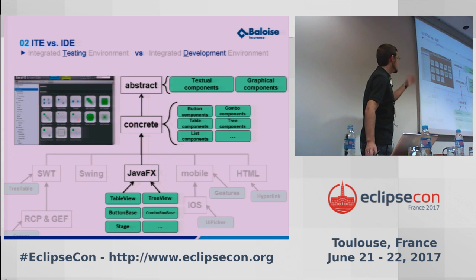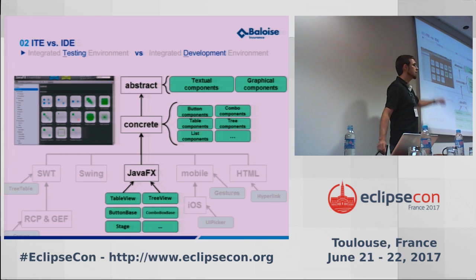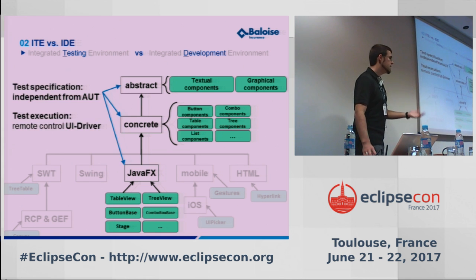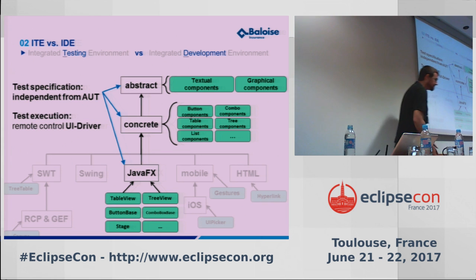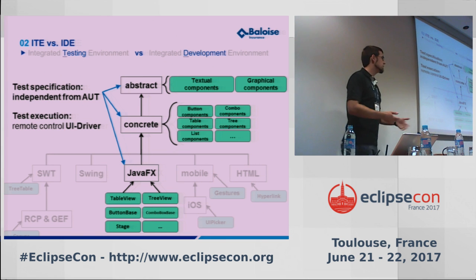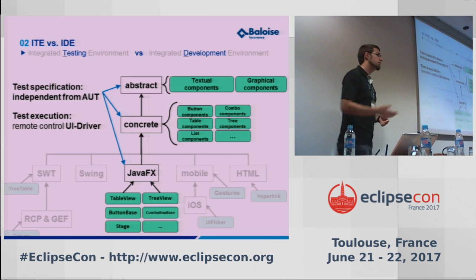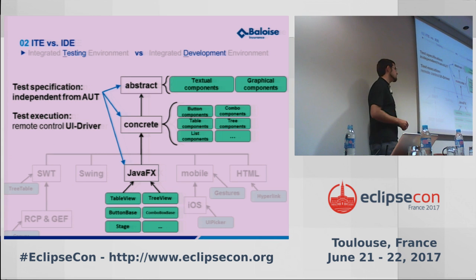And for example, for FX, you have concrete components like table views and tree views, and they somehow fit into these more generalized components in the abstract toolkits. And the idea is that a test specification uses more generalized types, so that your specification may be used across toolkits, across AUTs, and so on. Okay? And during test execution, Jubula makes sure that you use the correct driver to remote control these components.